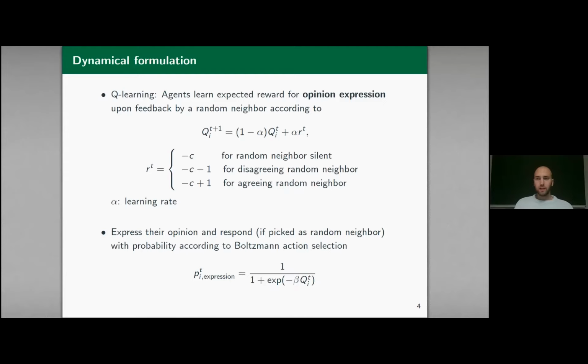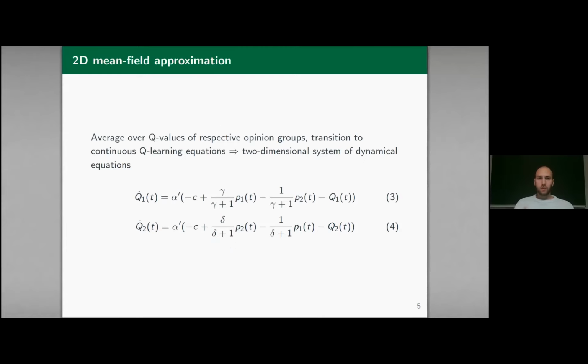So if this Q value is below 0, this means that most of the time the agent will be silent. And if it is above 0, then most of the time the agent will express itself. And if we then average over the Q values of the respective opinion groups, so we only have 2 Q values anymore, the average of each group, and then we go to the continuous Q-learning equation, we end up in a 2-dimensional system of dynamical equations, some sort of mean field approximation, if you will.